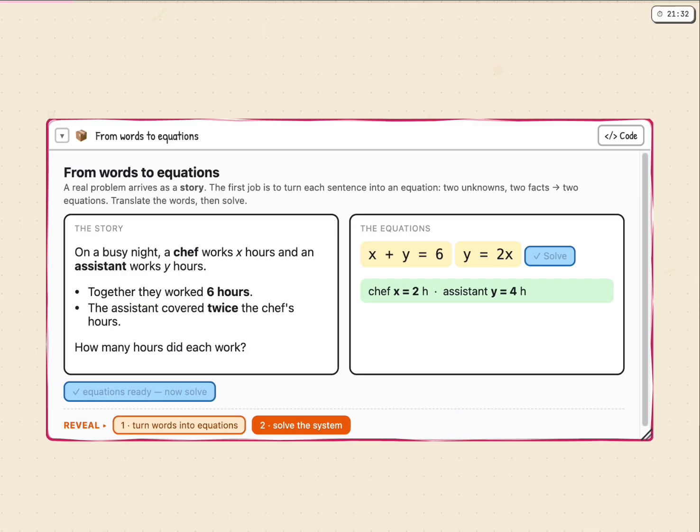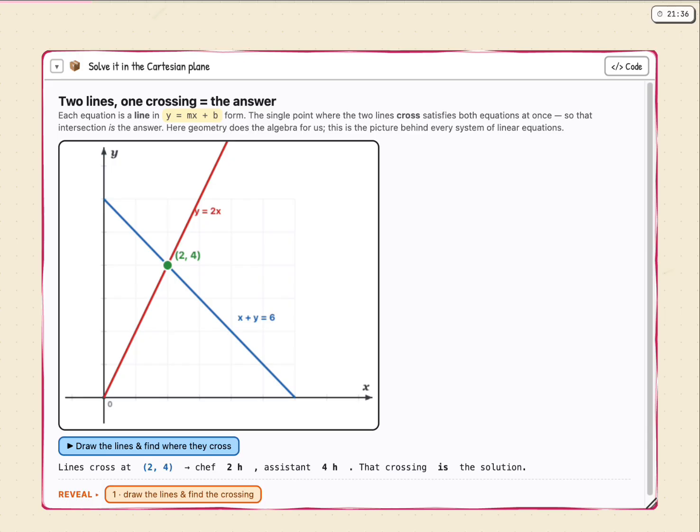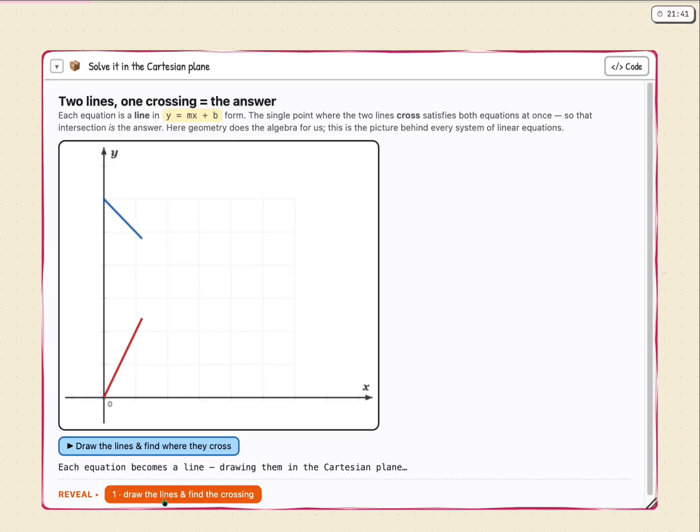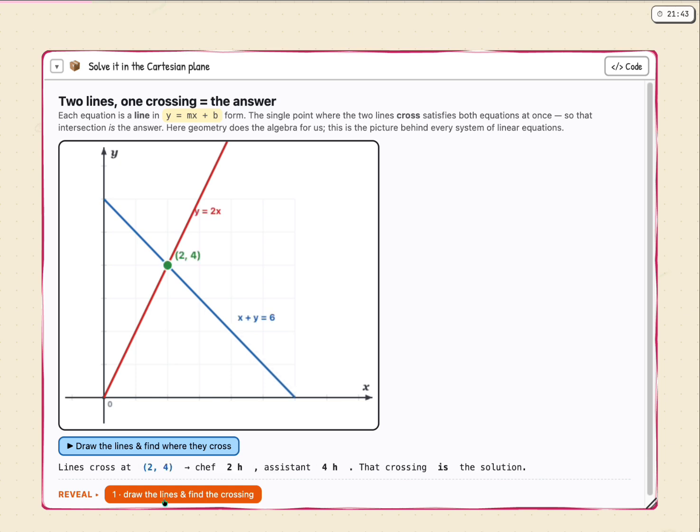Let's draw it. This is the Cartesian plane, just a horizontal axis and a vertical axis, the coordinate system you've seen since school. And here is the beautiful fact. Every linear equation, when you draw it, is a straight line. Each of our equations is in the form y equals mx plus b, where m is the slope of the line, how steep it is, and b is where it crosses the vertical axis. Our first equation, x plus y equals 6, rearranges to y equals minus x plus 6, a line sloping gently downward. Watch it draw.